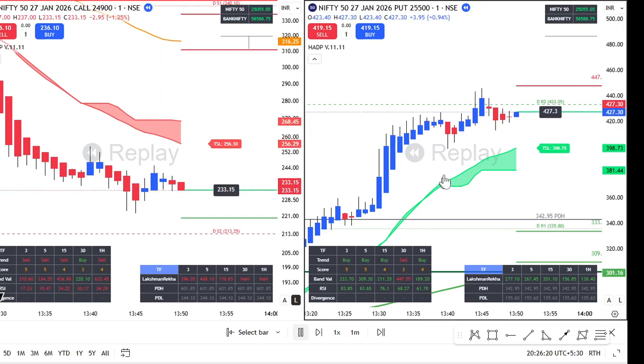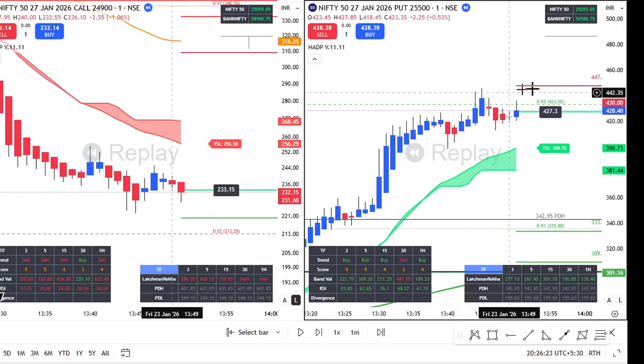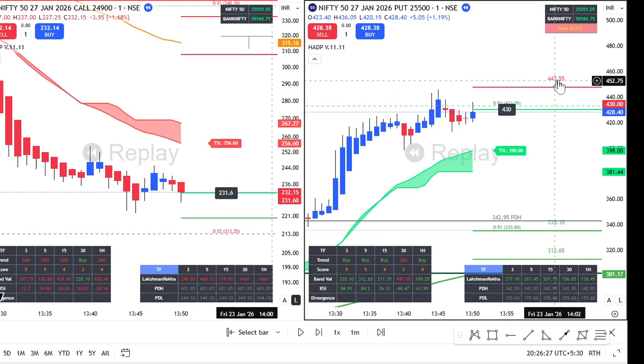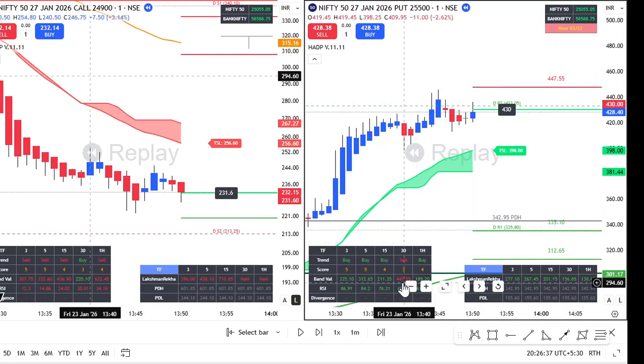Now there is a number here, right? A red number here, 447.5. Very important. Why? The numbers that you are seeing here, they are here. Look at 447.5. What is that? 30 minutes sell.